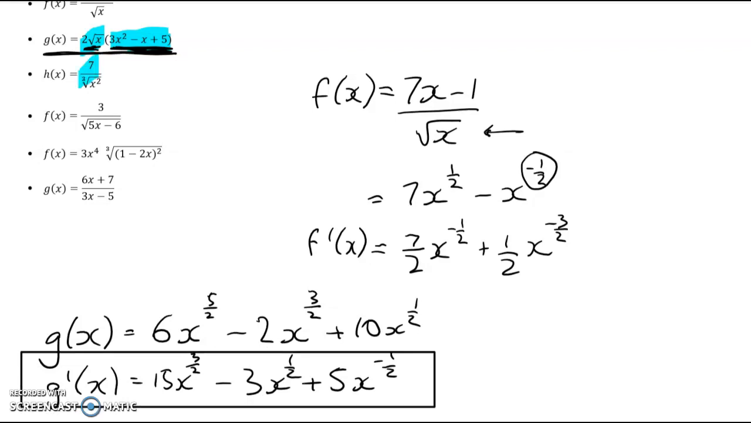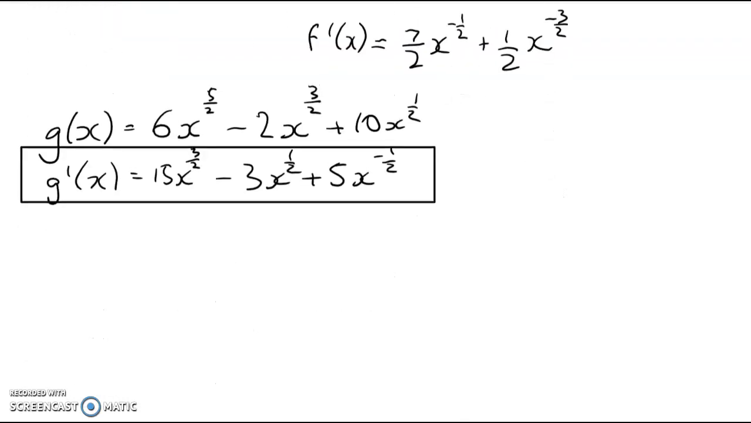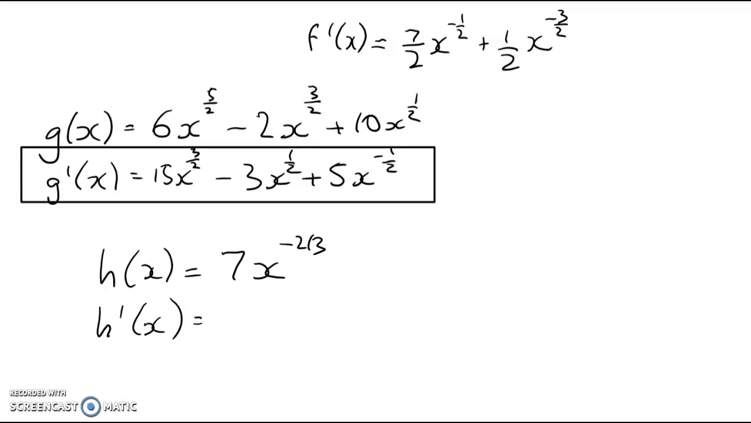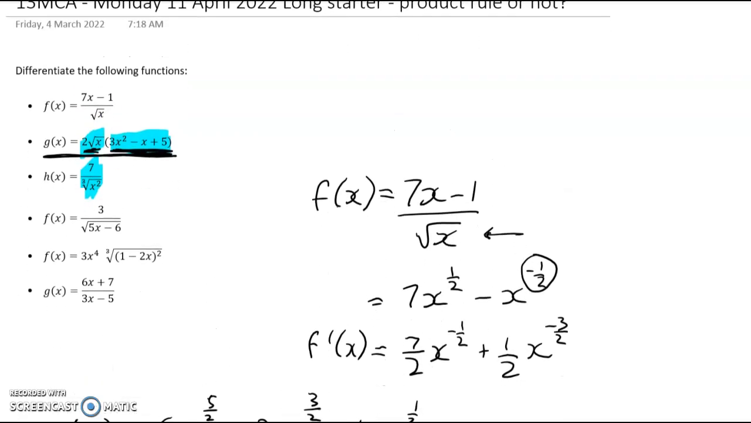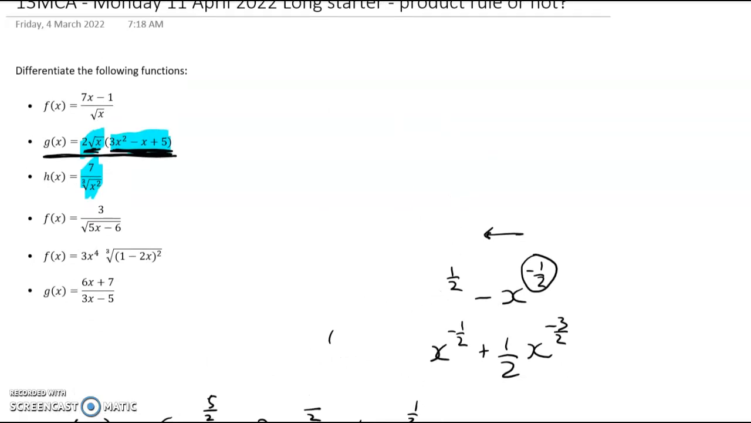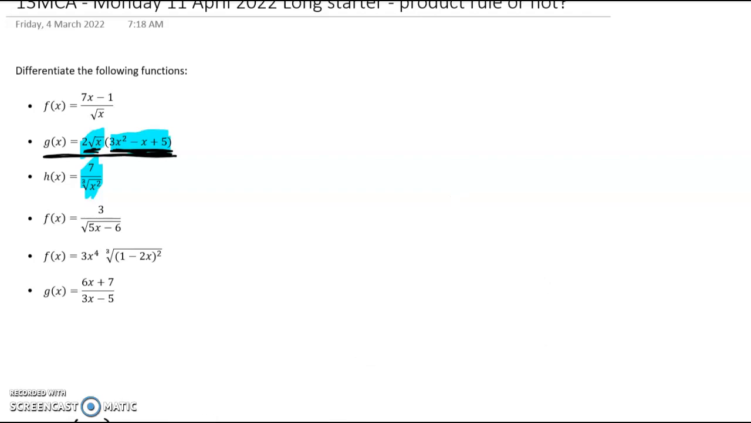The third one is similar. We just need to work with our fractional powers first. So h of x can be converted into 7x to the negative 2 thirds, giving me h dash of x is negative 14 over 3 times x to the negative 5 thirds. So that's that one done. Okay, let's see where we're up to. So f of x, again, because I was just starting to run out of letters, we can write that with a negative power.